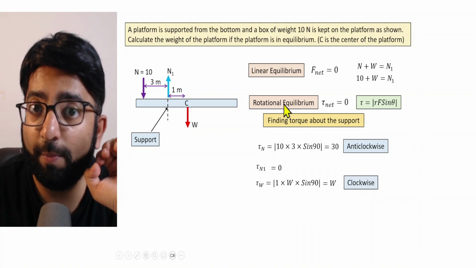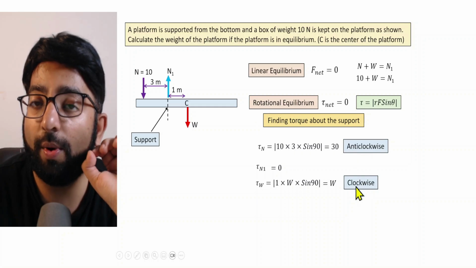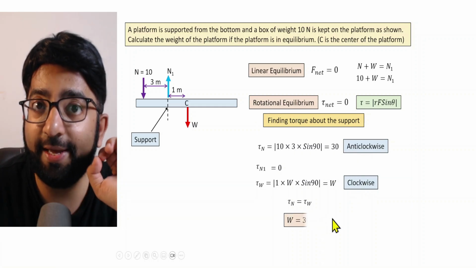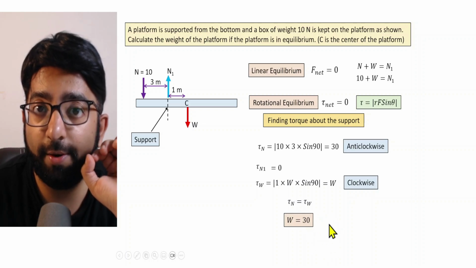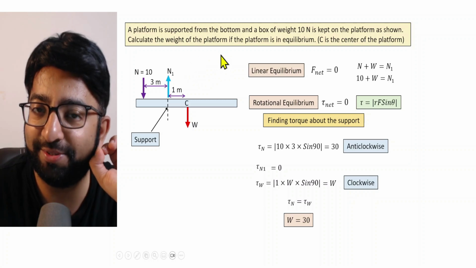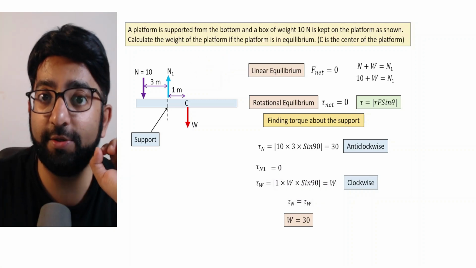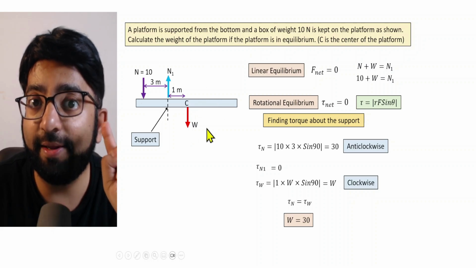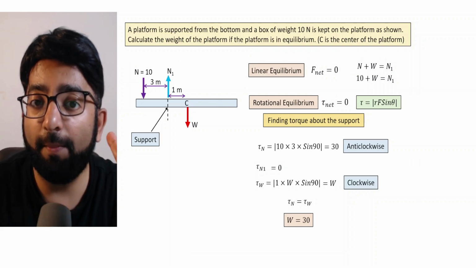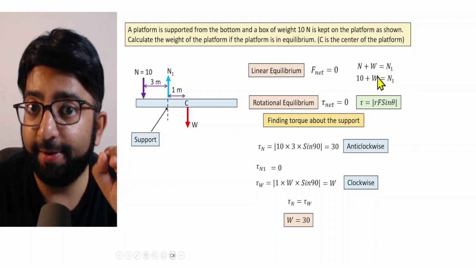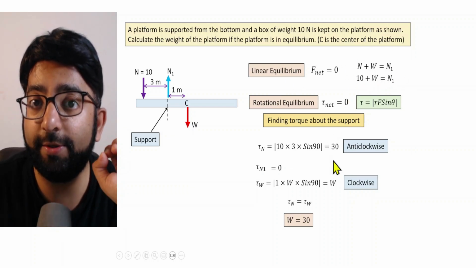Now since the platform is in rotational equilibrium, the total anti-clockwise torques and clockwise torques will be equal to each other. So these two values will be equal, and we can say W is equal to 30 newtons. Hence, the weight of the platform is equal to 30 newtons. And that is how we solve questions of equilibrium. Step number one is to draw the free body diagram very clearly and carefully. Step number two is to balance the forces like we did here. And step number three is to balance the torques.